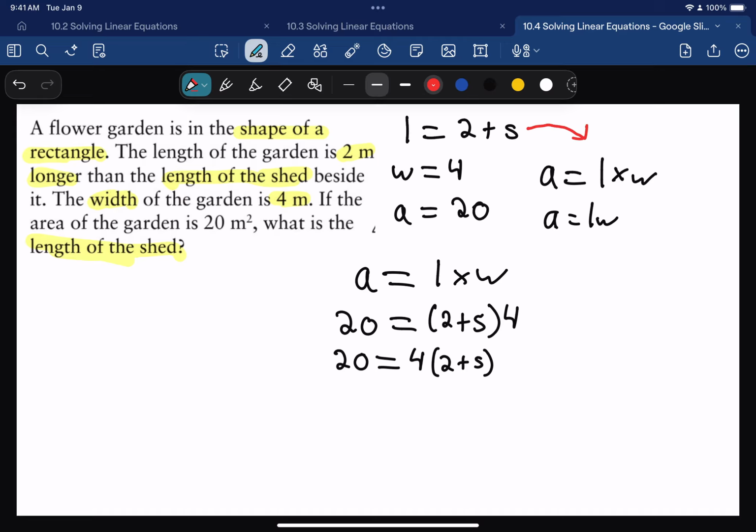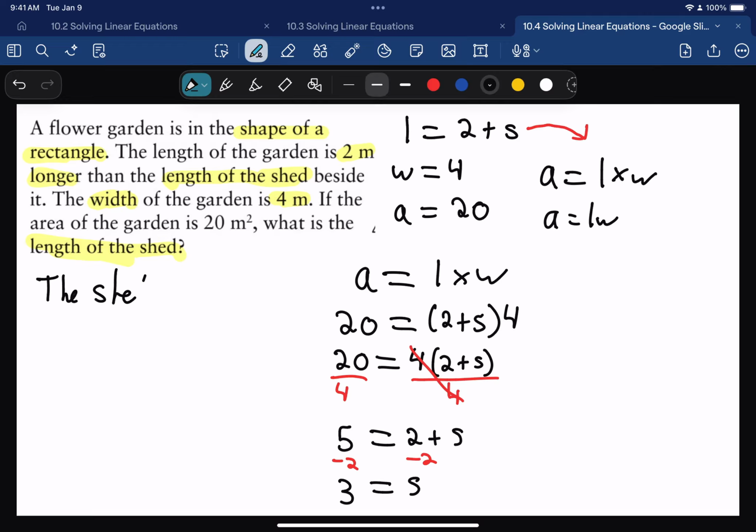So I'm going to use the divide first method. So let's divide it by 4 here and divide by 4 here. These are going to cancel out. 20 divided by 4 equals 5. And we have 2 plus s. And then we're going to subtract 2 because we're adding 2 here. So subtract 2, and 5 minus 2 is 3. 2 minus 2 is 0, so 3 equals s. So we can say the shed is 3 meters long.